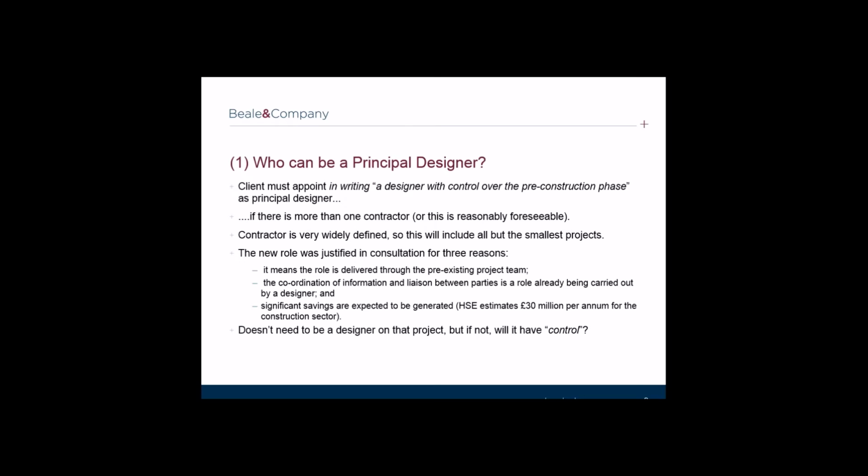What is critical is that the principal designer is someone within the design team who has the necessary competence such that he can plan, manage and monitor the pre-construction phase and coordinate matters relating to health and safety during the pre-construction phase. This is necessary under the regulations to ensure that, as far as is reasonably practicable, the project is carried out without risk to health and safety.